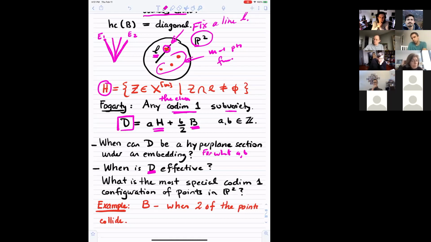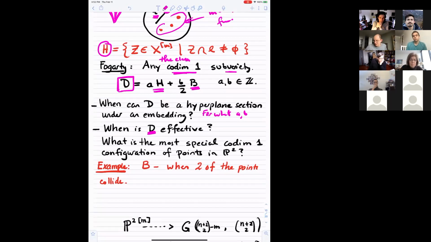So the question that you really want to know is what are the extremal ones? That's the real question that you ask. Okay, if you want to make this a little bit more concrete, so that it doesn't use much jargon: what is the most special codimension 1 configuration of points in the plane? Okay, we'll do some examples of this.